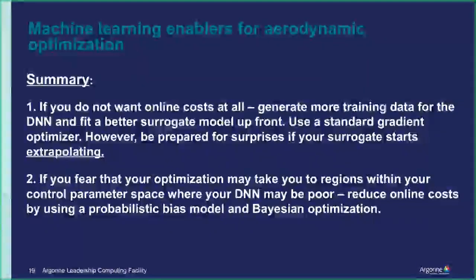So, but if you want to be a little more conservative, then you say, okay, I will generate less training data, get a DNN which might get me almost all the way, but then I'll add some online cost to ensure that I don't extrapolate, that I'm actually observing the system when I'm exploring for the optimal configuration, or for a good configuration. So that was the first part of the talk.